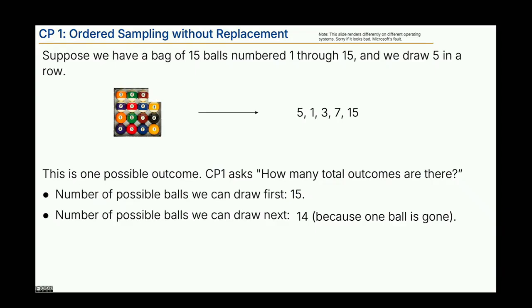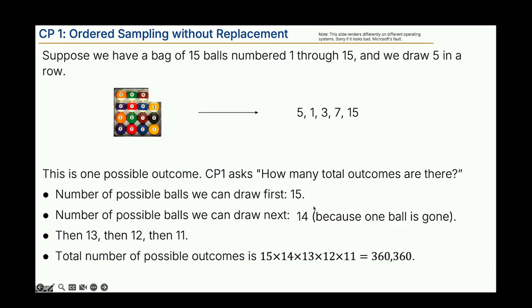But if I draw 3 additional balls, well, then there's going to be only 13 possibilities, then 12, then 11. And then the total number of possible outcomes is just the product of those numbers. 15 times 14 times 13 times 12 times 11, or 360,360. It's a nice number. So that's the number.